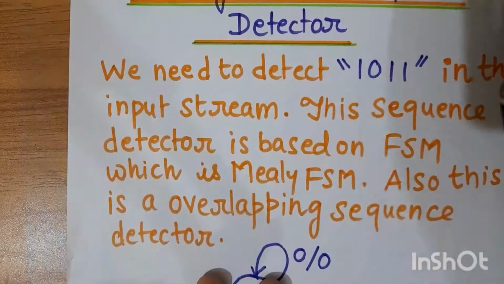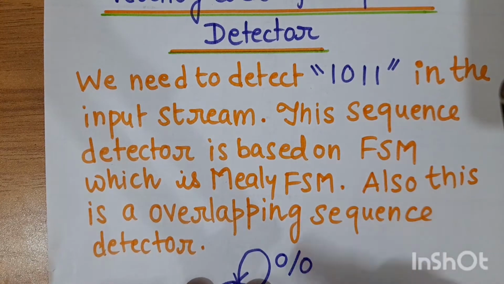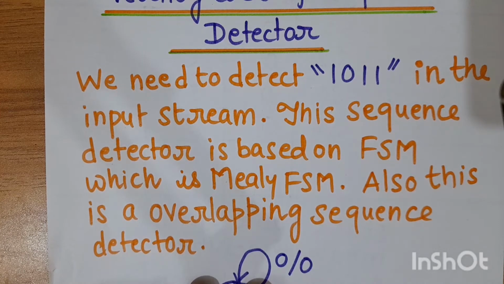So the sequence detector is based on Mealy FSM. The FSM which is used in the sequence detector is based on Mealy FSM. What is Mealy FSM? The FSM where the output of the state machine depends upon the present state and the input applied to the particular state. Also, this is an overlapping sequence detector.